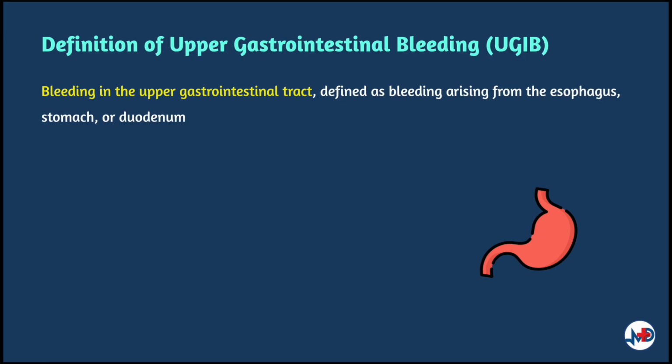Let's get started. Upper gastrointestinal bleeding is bleeding from the upper gastrointestinal tract, commonly defined as bleeding arising from the esophagus, stomach, or the duodenum. Blood may be observed in the vomitus or in altered form as black stool. Depending on the amount of the blood loss, symptoms may include shock.